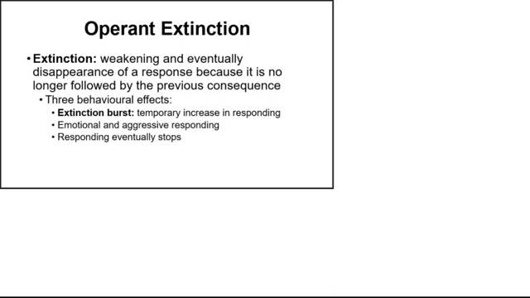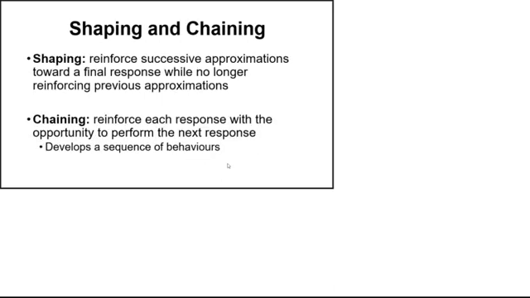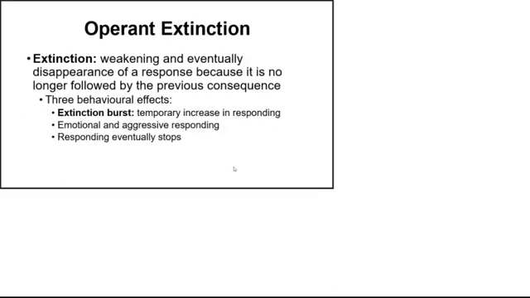All right. So today we get to finish off this chapter. We had left off, we had just finished talking about shaping and chaining, and now we're going to talk about operant extinction. And so we've already talked about extinction as it pertained to classical conditioning.